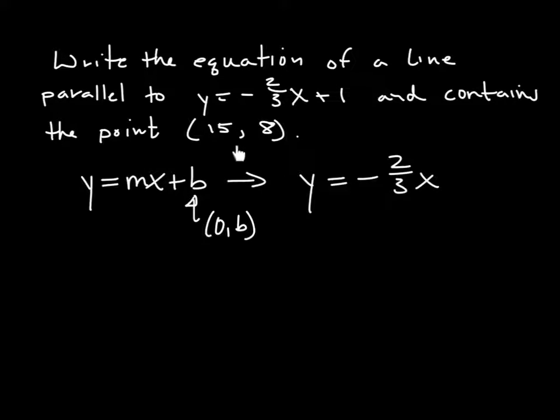Unfortunately, this particular coordinate does not have a 0, okay? So I can't just put plus 8 here. A common mistake is people will take this 8 and place it right here and just say they're done. The problem with that is that b has to be associated with a 0.